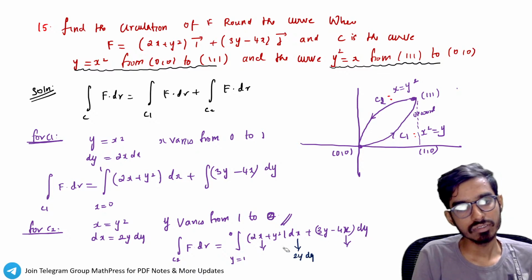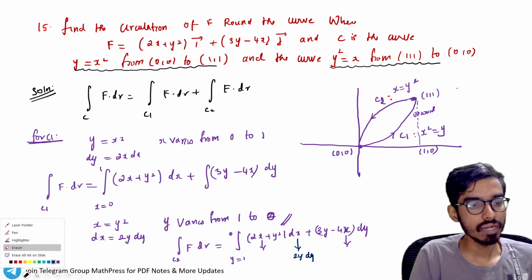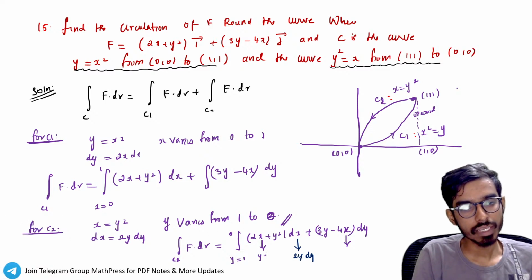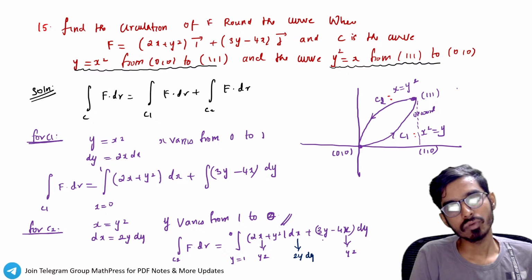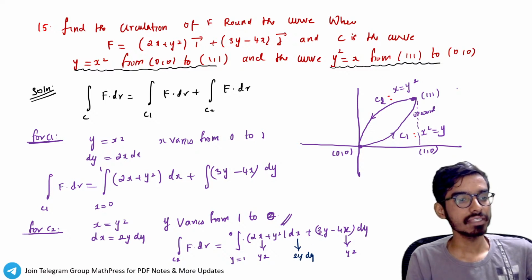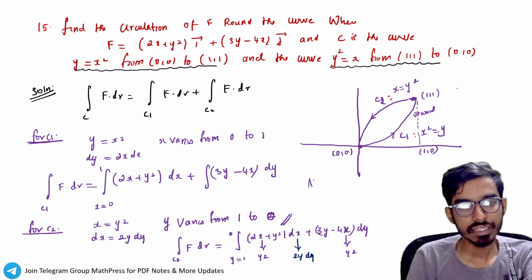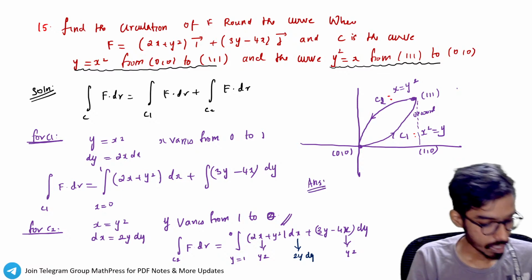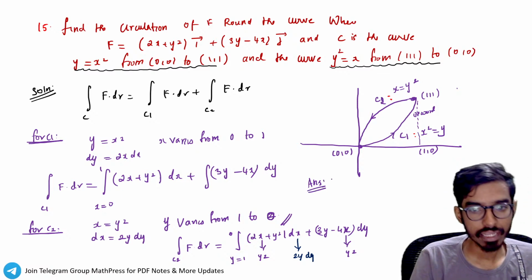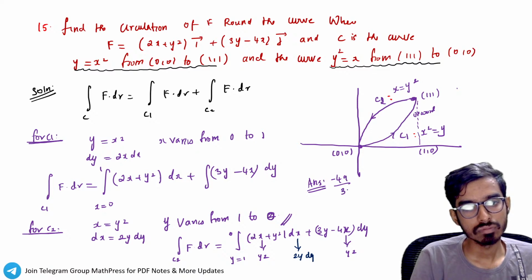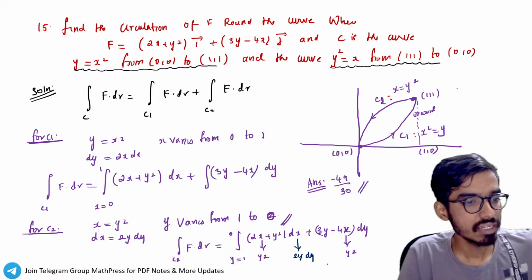Let's keep this as this. After doing this, you convert x to be equal to y square, so we will have everything in terms of y. So find C2. The answer we're going to get is minus 49 by 30. Minus 49 by 30 is the required answer.